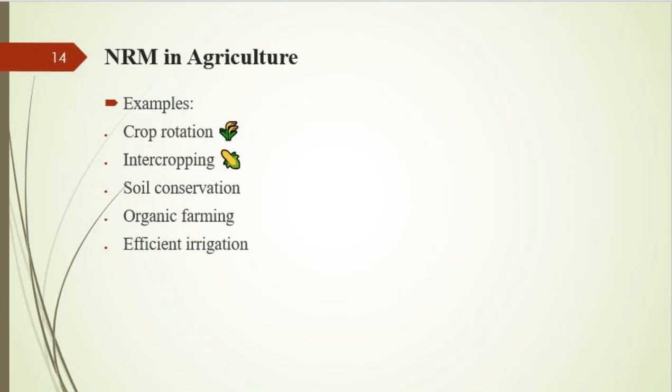NRM in agriculture. Farmers practice NRM every day through methods such as crop rotation, intercropping, soil conservation, organic farming, efficient irrigation. These practices improve productivity while protecting the environment. Sustainable farming depends on effective natural resource management.